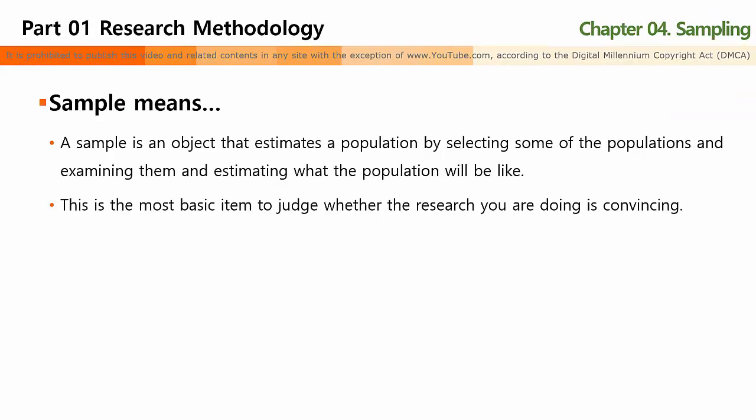A sample is an object that estimates a population by selecting some of the population and examining them, estimating what the population will be like. Because of this, samples are divided into those that can represent the population and those that do not, depending on how the sample is collected. This is the most basic item to judge whether the research you are doing is convincing.